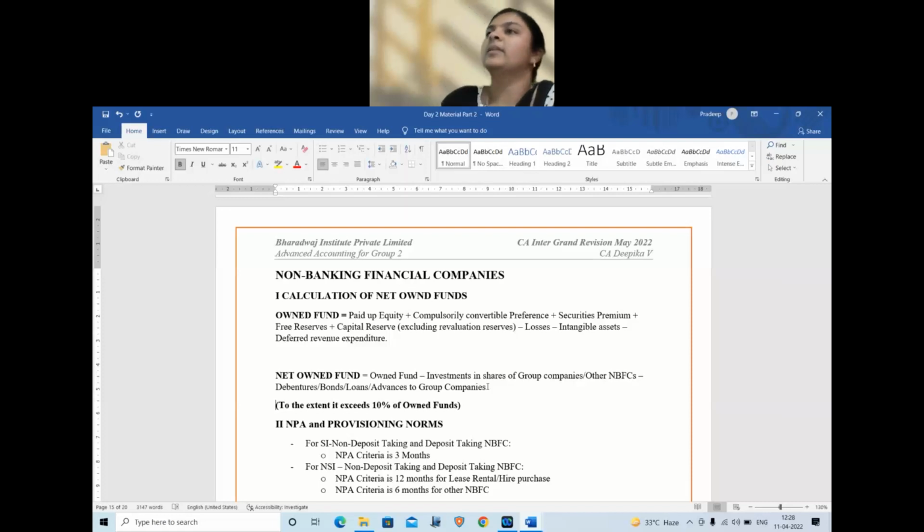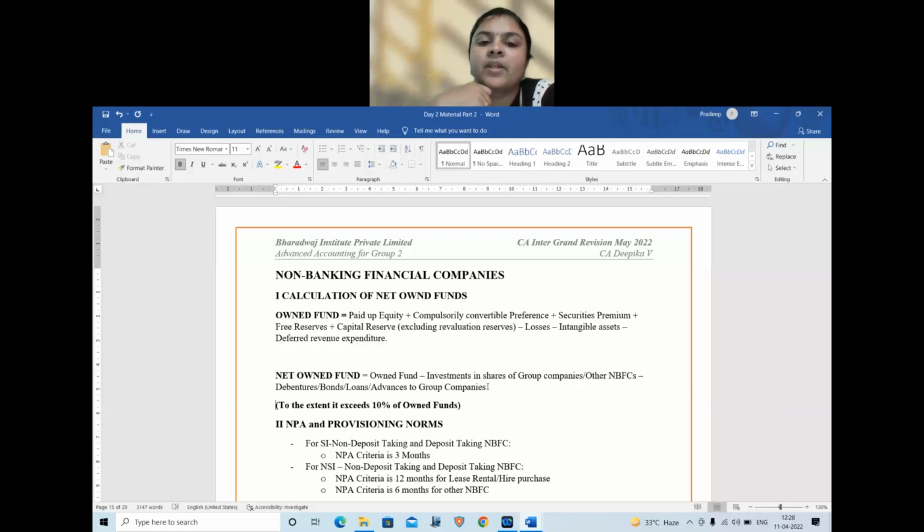It should not exceed 10%. If it does, the excess will be subtracted. 20 is the amount that we discussed. Investment in shares, investment in debentures, bonds, and because it is a non-banking financial company, if it gives loans, that will also be subtracted. Loans to related party NBFCs will also be subtracted.